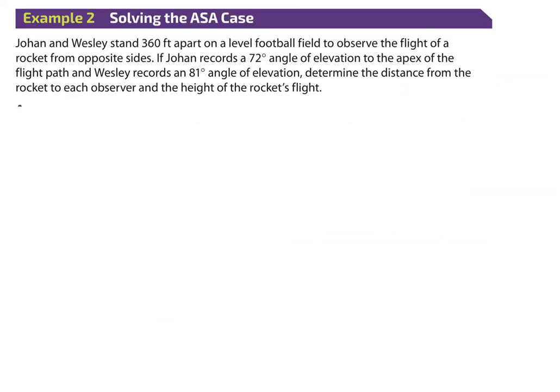And yeah, you do have word problems with these. Johann and Wesley stand 360 feet apart on a level football field to observe the flight of a rocket from opposite sides. If Johann records a 72-degree angle of elevation to the apex of the flight path, and Wesley records an 81-degree angle of elevation, determine the distance from the rocket to each observer and the height of the rocket's flight. So this is a little two-part.